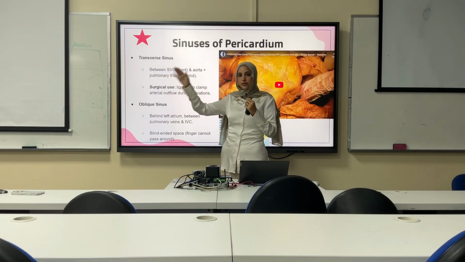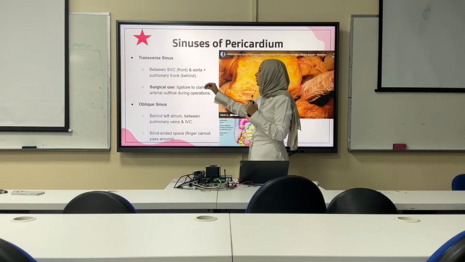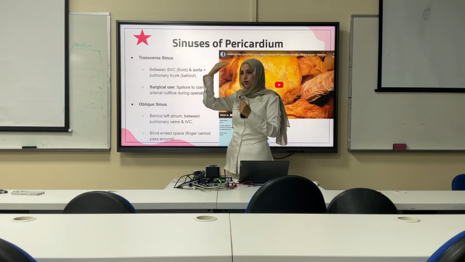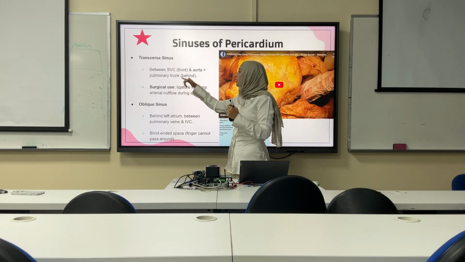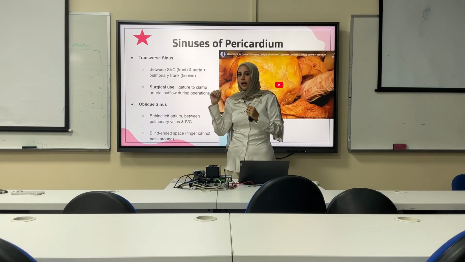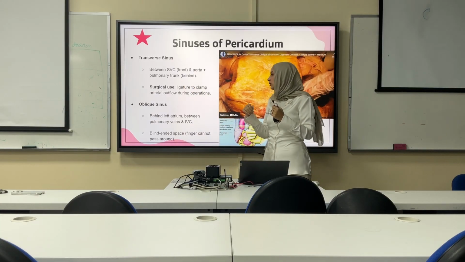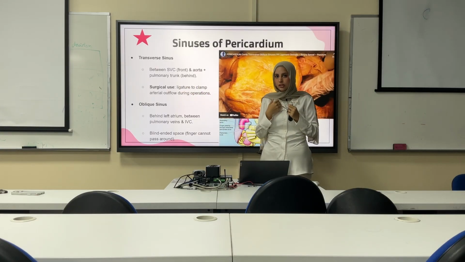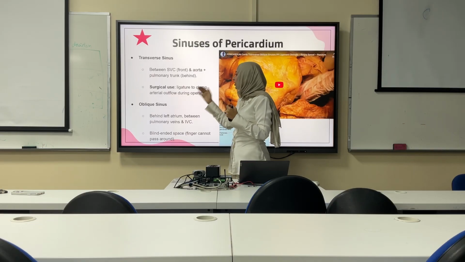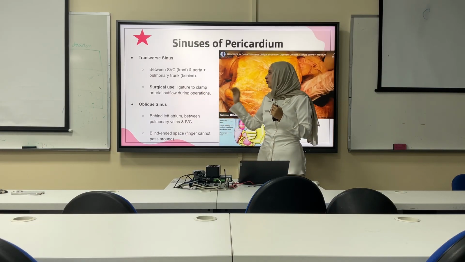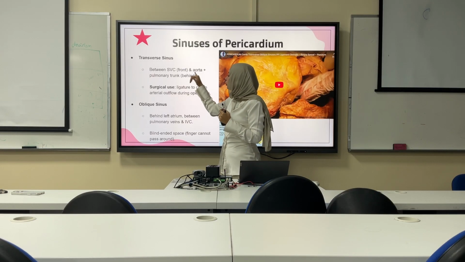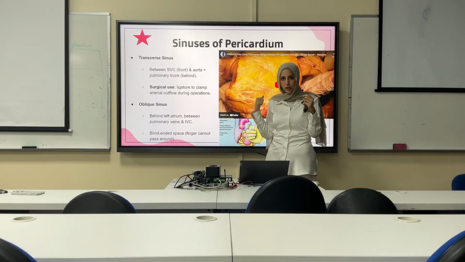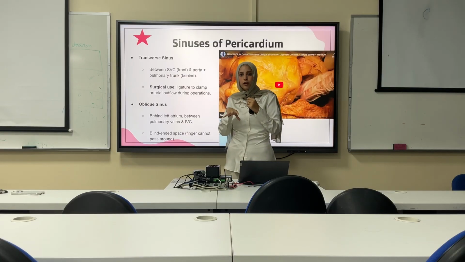Now we have first the transverse sinus. Okay, it's between the superior vena cava in the front and the aorta also. It's gonna be on the front. From the back would be the pulmonary trunk. I will show you just now. But basically, what's the point of this? How do we use it as surgeons in the future, inshallah? Ligature to clamp the arterial outflow during operations. So I will go from behind and close the flow of the blood so I can work on the heart.